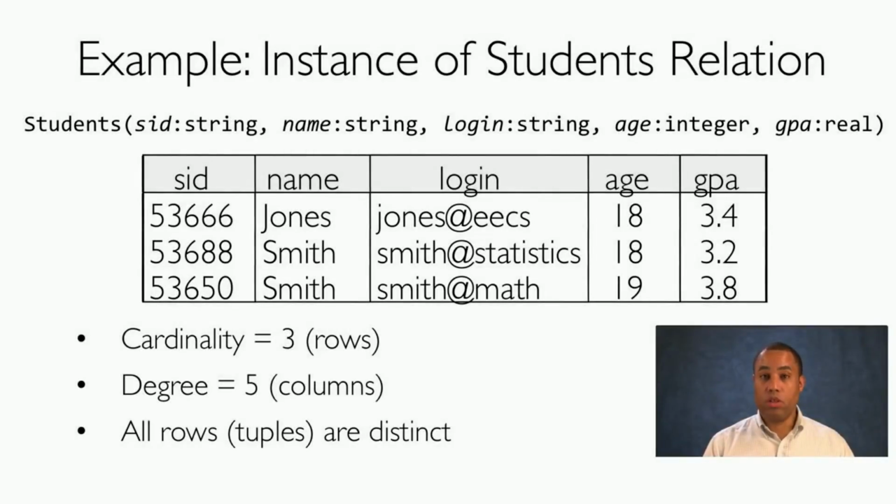Here's an example of an instance of a student's relation. The schema is the one that we saw earlier, which is we have a student ID, we have a name, we have a login, an age, and a GPA, and associated with each one of those columns is a type. In the instance we see here, we have 3 rows, so the cardinality of this instance is 3. And we have 5 columns, so the degree is 5. And you'll notice that all of the rows, the tuples, are distinct.